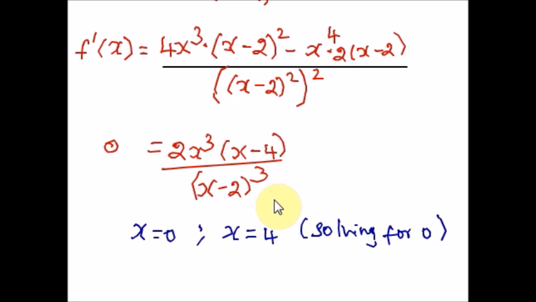The intervals are constructed from the roots and the discontinuities. In this case, there is a discontinuity at x is equal to 2 because there is a denominator. Am I right? If you set this denominator equal to 0, you will get one x value, and that point is going to be the discontinuity.